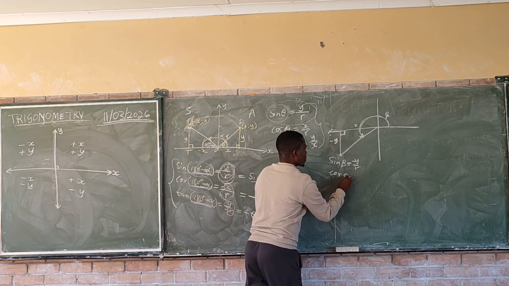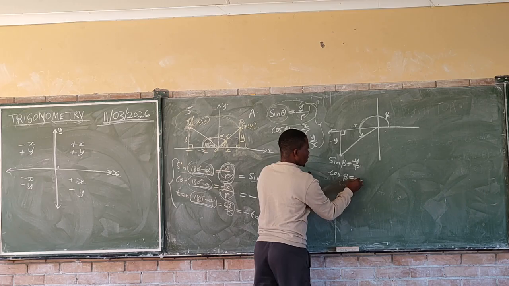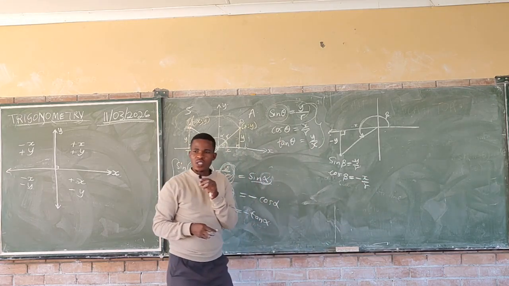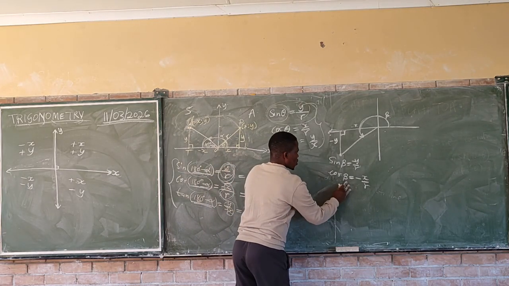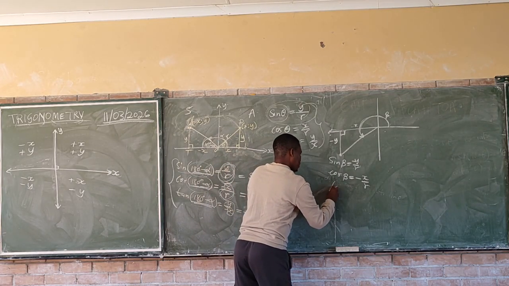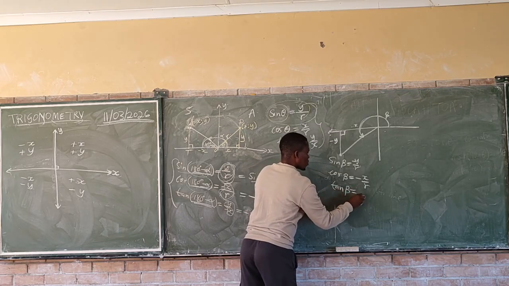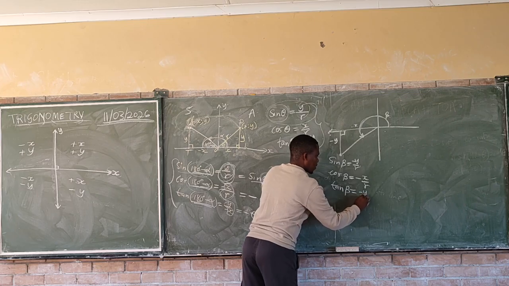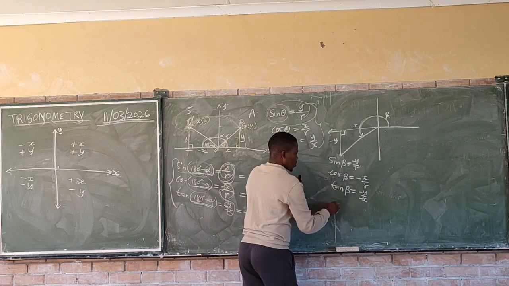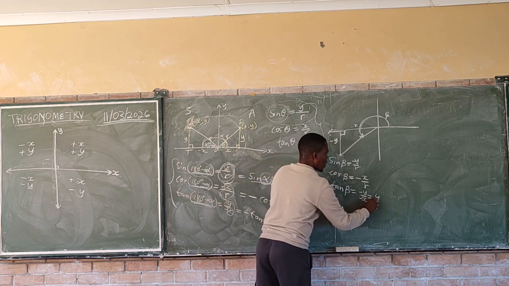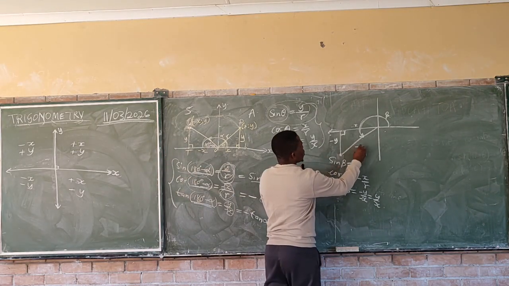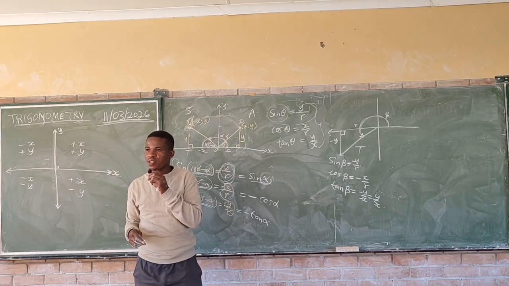Cos of beta equals to what are you going to have? Minus x over r. Can you observe that cos is negative? Tan of beta is what? Negative y over negative x. So this is the same as y over x, because negative divided by negative is positive. So you can see that in this quadrant only tan is positive.